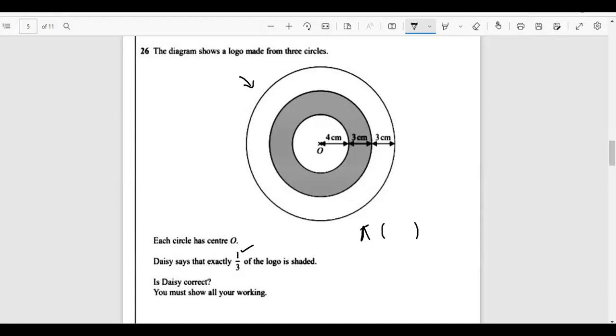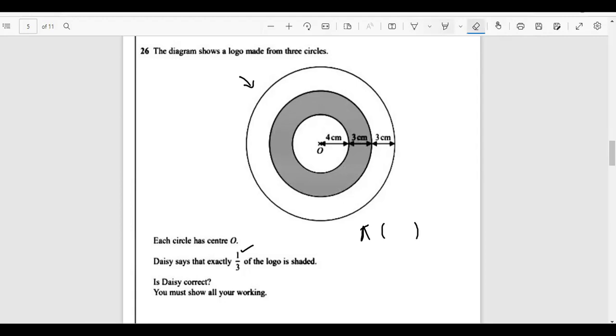You could do pi 4 squared and then add pi 3 squared. If I do pi 4 squared plus pi 3 squared, this would give me this area twice, right? And pi 3 squared would not give me this area. I'm saying it would give you the outside white area. No, pi 3 squared would not give me that.